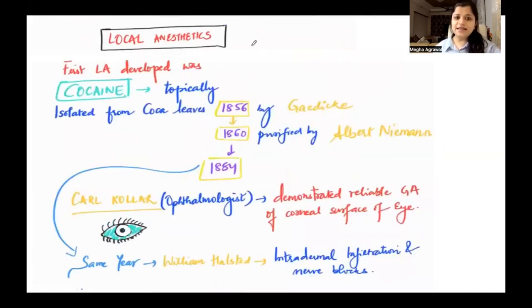After inhalational anesthesia, we'll talk something about local anesthetics. So the first local anesthetic to be developed was cocaine. As we have already discussed earlier, surgeons used to chew coca leaves and spit on the operative wounds for local anesthesia. It was isolated in 1856, but it was used clinically in 1884 by Carl Koller. He was an ophthalmologist. He demonstrated anesthesia of the corneal surface of the eye. And in the same year, William Halsted used it for intradermal infiltration and nerve blocks. So cocaine was the first local anesthetic used, by Carl Koller.